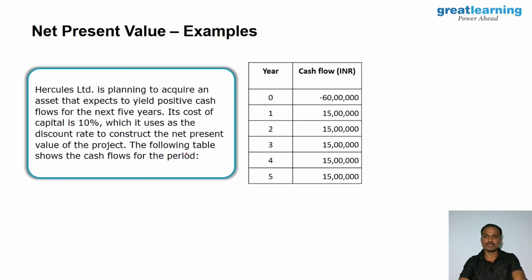Now let's have a look at an example of how to calculate NPV, so that it will give you a clear picture of how to calculate NPV and how it is useful. Hercules Limited is planning to acquire an asset that expects to yield positive cash flows for the next 5 years. Its cost of capital is 10%, which it uses as the discount rate to compute the net present value of the project. The following table shows the cash flows for the period. Initial investment at year 0 is 60 lakhs. Year 1 onwards, the project starts yielding cash flows of 15 lakhs every year for the next 5 years.